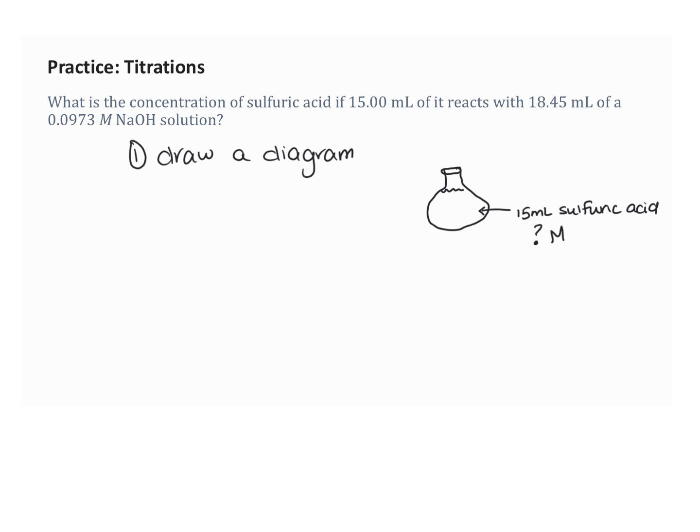Okay. Then in my burette here, I had NaOH, and I know I used 18.45 milliliters, and the concentration was 0.0973 molar. Okay. This just helps me organize. This helps me know what my information is. I can imagine the experiment I did in the lab, so you should do this experiment in lab, and I can organize where everything is.